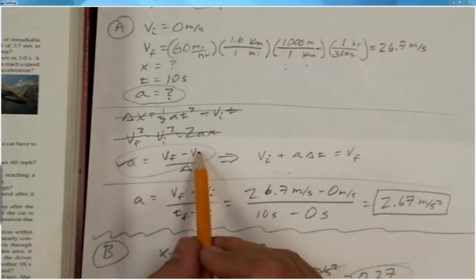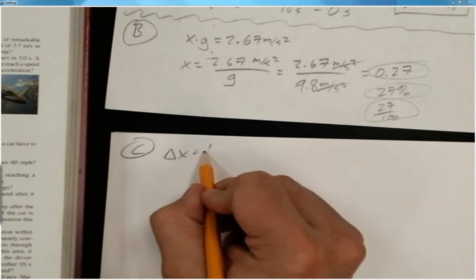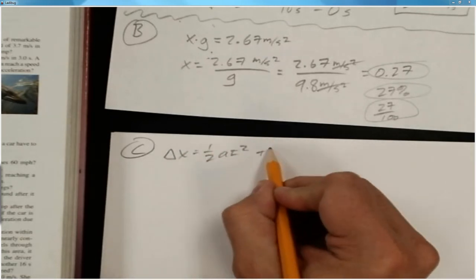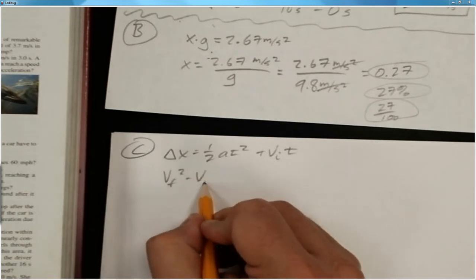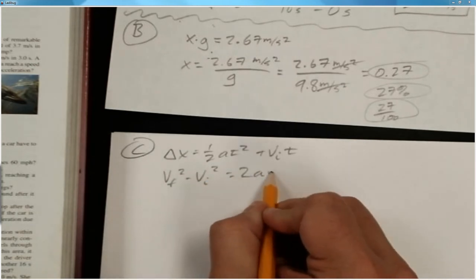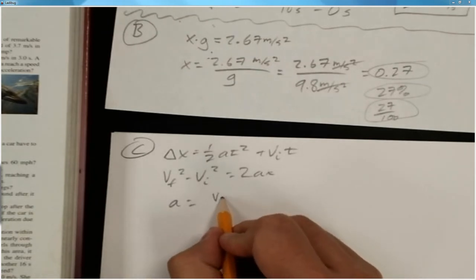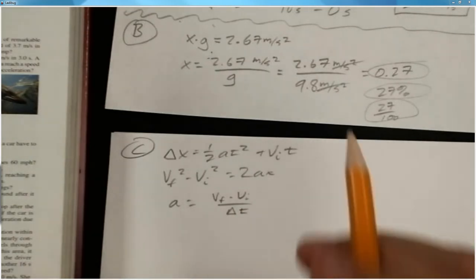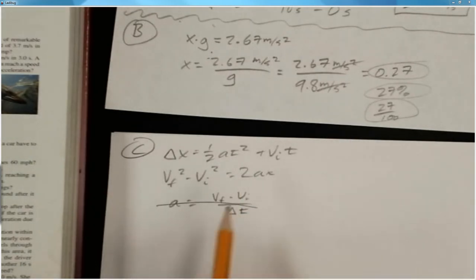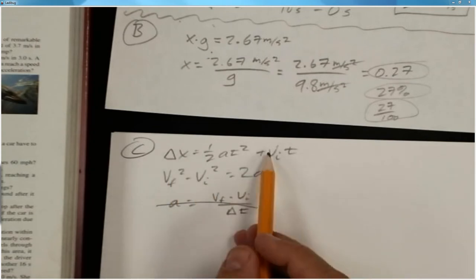Well, this one doesn't have distance in it. I guess I should rewrite them just so you can see my process, because I rewrite them all the time. Delta x is equal to 1/2 a t squared plus v initial times time. Vf squared minus vi squared is equal to 2ax. And a is equal to vf minus vi over delta t. I am looking for x. X is not in this equation, so that's out. X is in this equation, and x is in this equation. So either one of them would work.